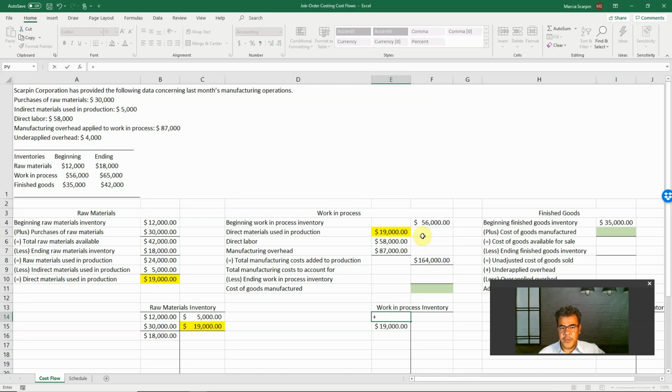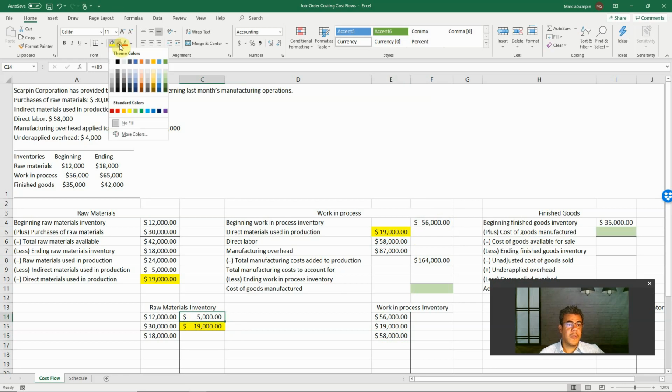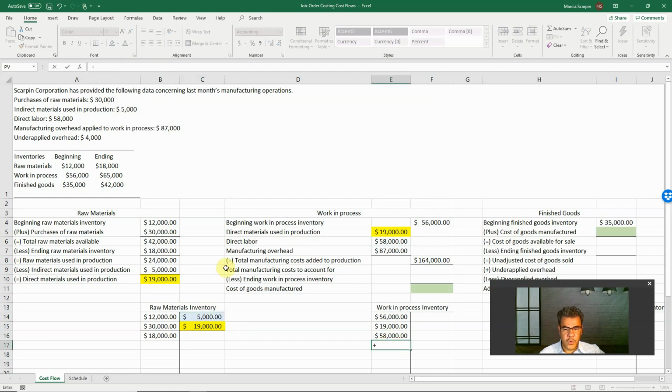Work in process inventory, beginning inventory here. Direct labor here. These raw materials inventory, or these indirect materials used in production, also go to our work in process. And here, this 19 is the yellow one. So the manufacturing overhead will be 87 less 5. So it will be 82.